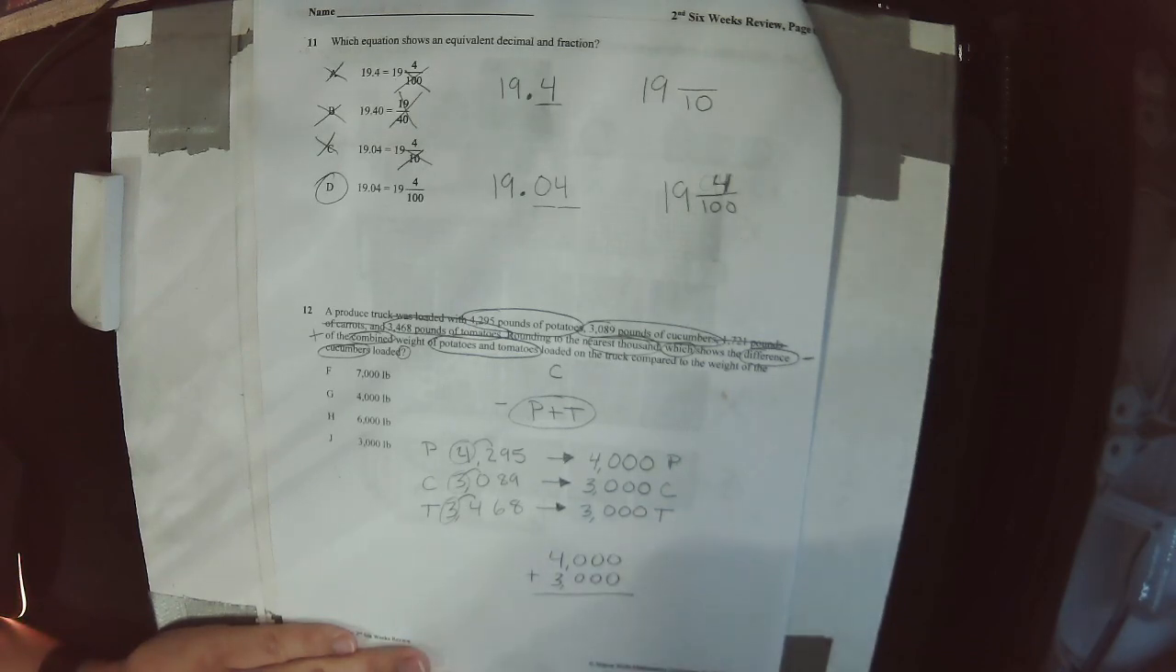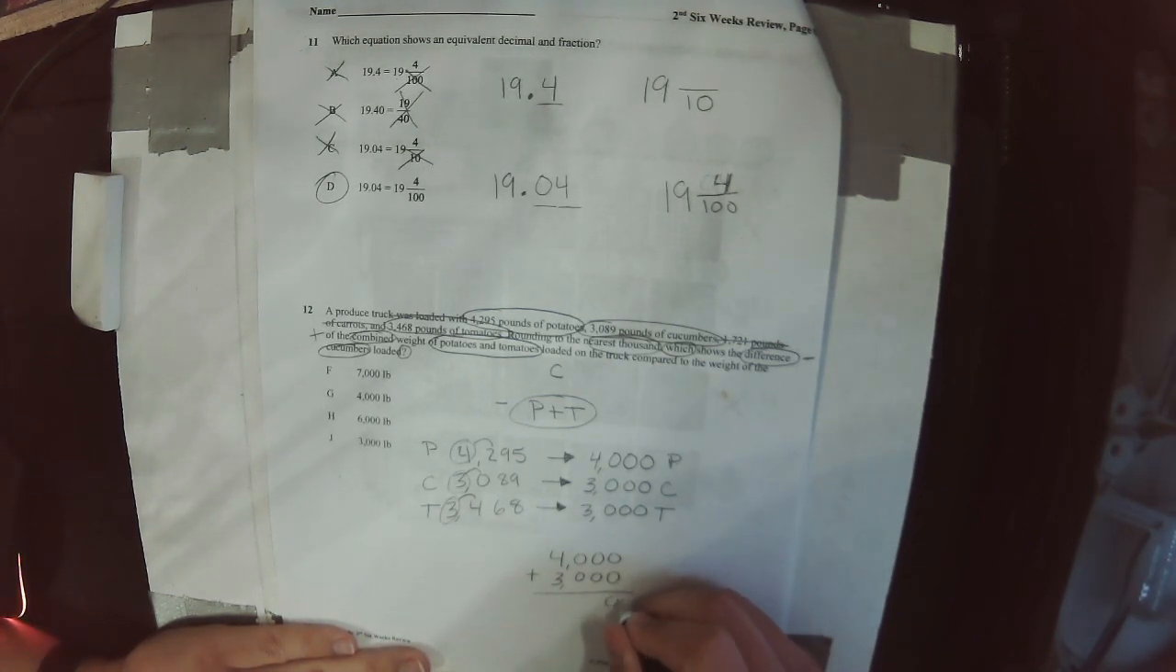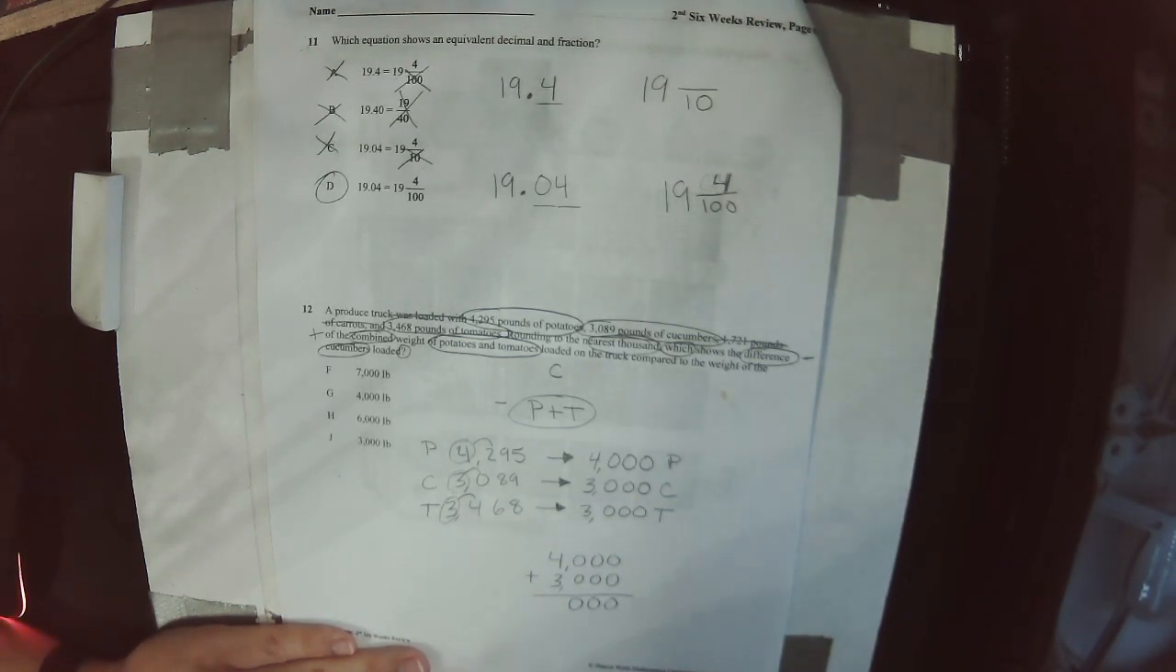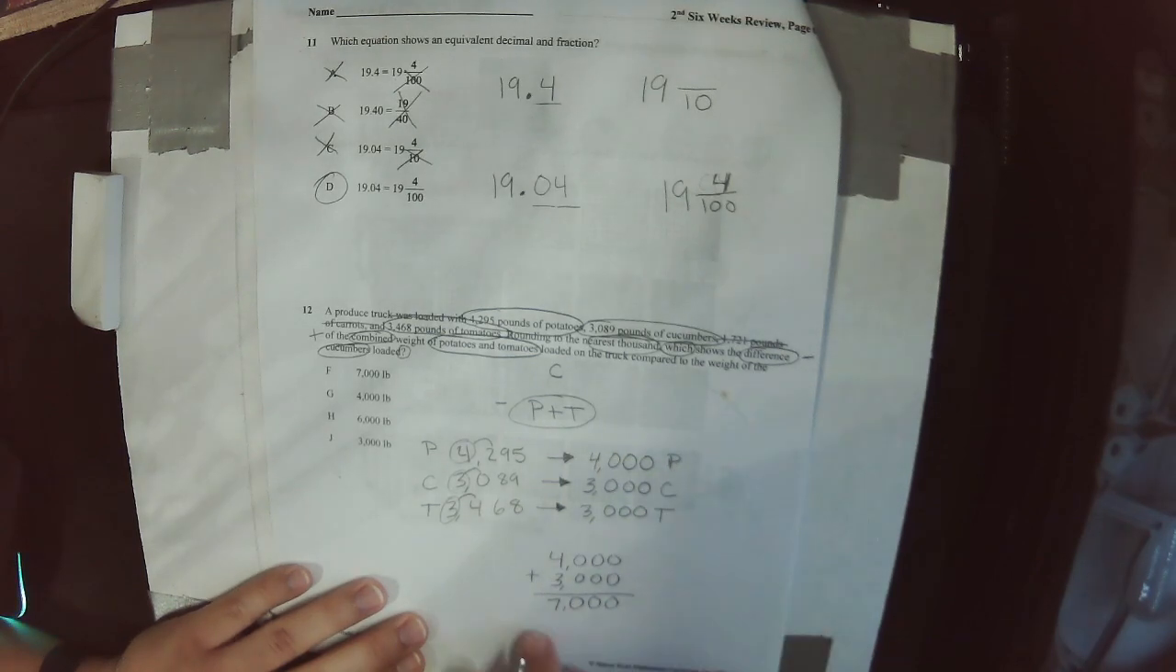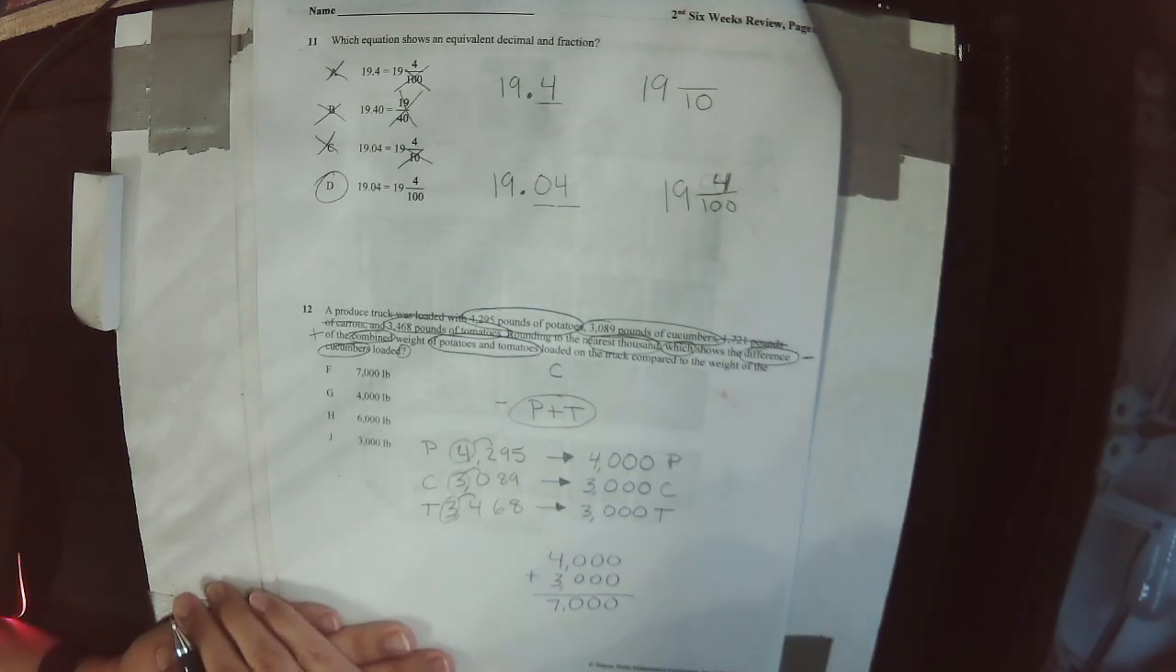This is one of the reasons why people use rounding in their math, because once you round your numbers, they become a lot simpler for you to work with. Because there's so many zeros, there's not much work you have to do, especially when you're adding or subtracting. 0, 0, 0, and we have 4 plus 3 would give me 7. So my potatoes and tomatoes would be 7,000 pounds of potatoes and tomatoes.